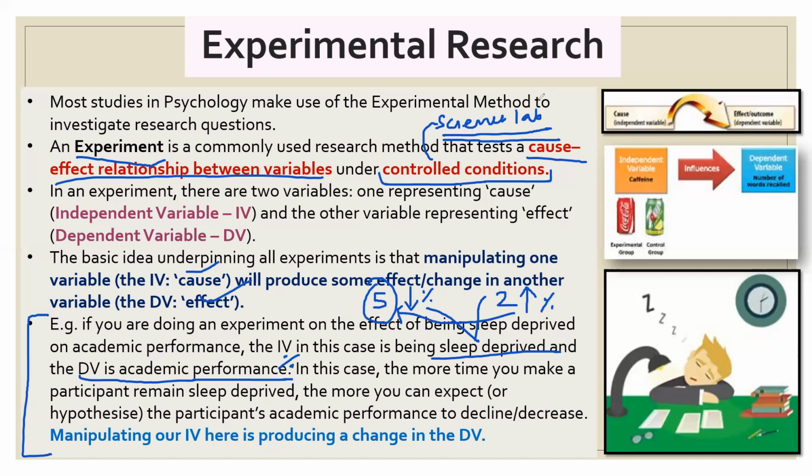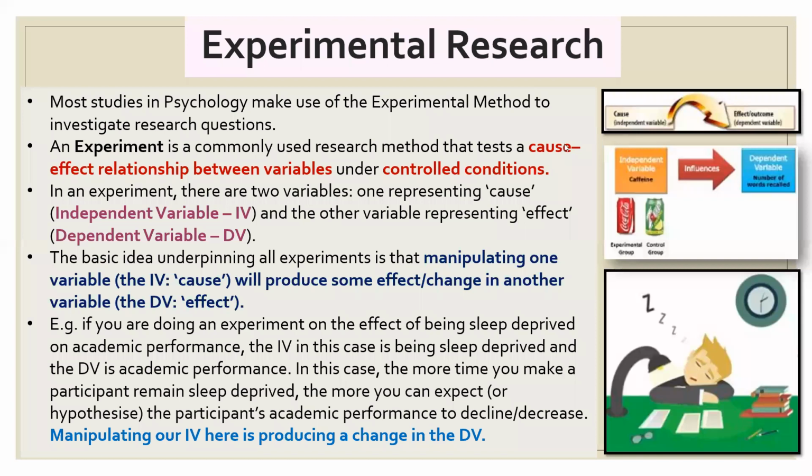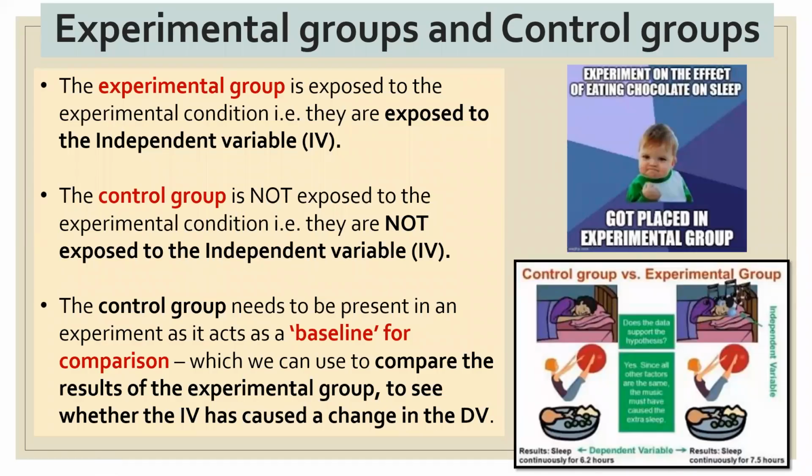Let's move on to the next slide. This is the slide I was talking about before, about the control group. The control group is the group in the experiment that's not exposed to the experimental condition. When we say experimental condition, we're just talking about the IV. IV and experimental condition are the same thing. We call the IV the experimental condition because the experimental group is the group in the experiment that is exposed to the IV.